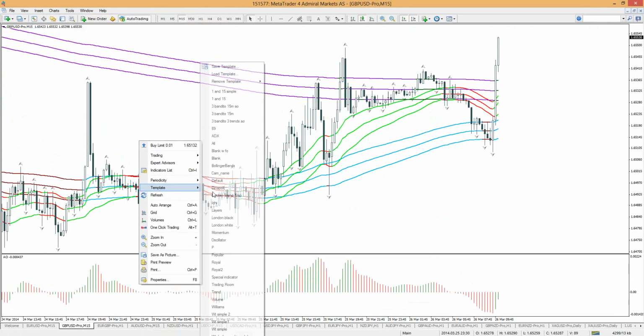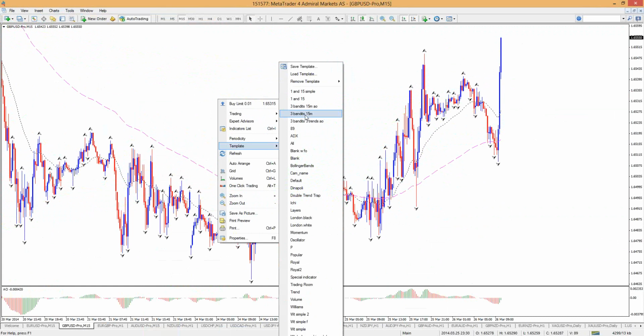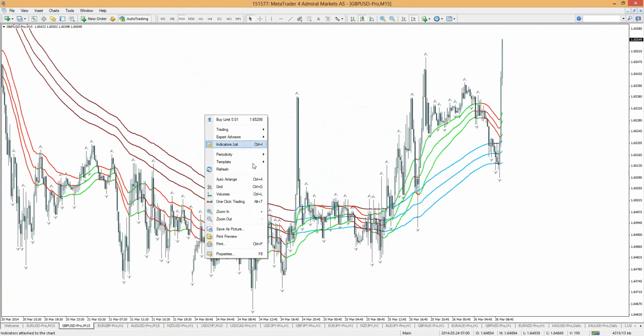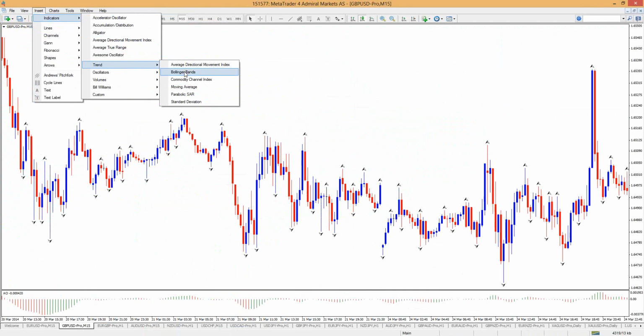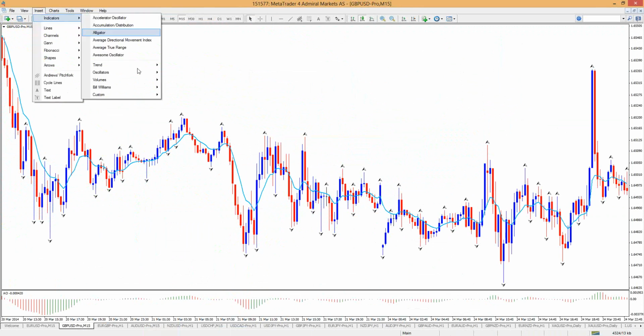Let me try to do that on this chart. Let's do that for the fun of it. Try to make it quick. One second.